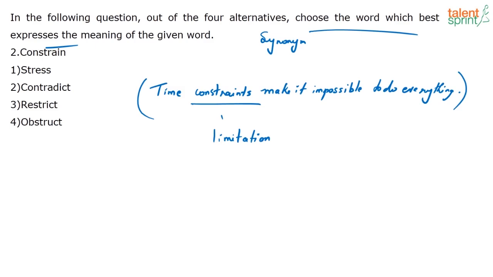Contradict is to be in conflict with, right? Somebody is saying something, you're contradicting that. That's not what it is. Restrict, on the other hand, means the same thing, right? Restrict means you are limiting someone from doing something. You're not letting them do something, right? That is a constraint. Obstruct means block, hinder. Always go for the most effective word in terms of synonyms or antonyms for that matter.